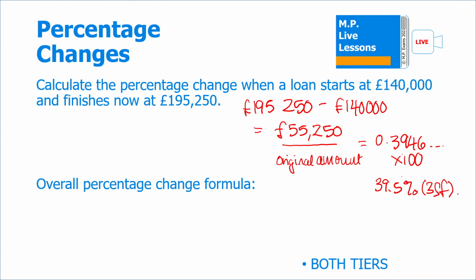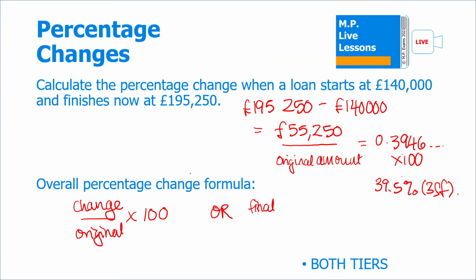Now, the overall percentage change formula would be either your change divided by original amount times the 100, or you could do the final amount divided by the original amount minus 1, then multiply all that by 100. This gets you the same result.